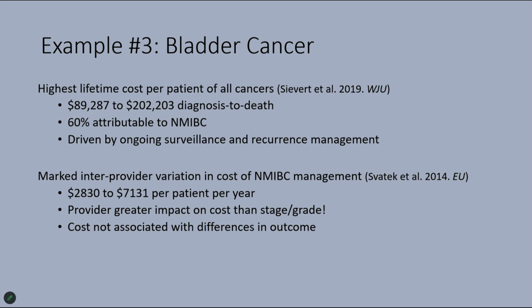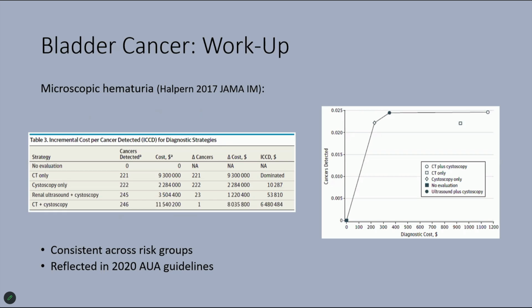A substantial portion of this cost is attributable to non-muscle invasive bladder cancer, driven by the need for ongoing surveillance and recurrence management. Furthermore, there is marked inter-provider variation when it comes to non-muscle invasive bladder cancer management, ranging from $4,000 to $7,000 per patient per year. In fact, provider might have a greater impact on cost than stage or grade, and unfortunately, these costs have not been associated with differences in outcome.